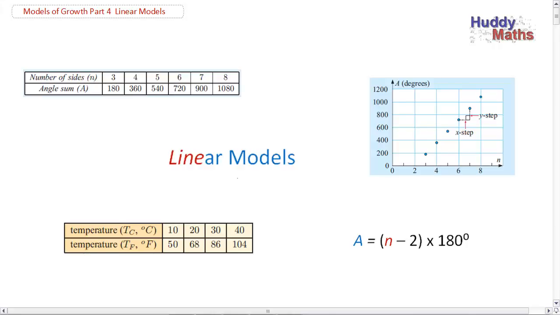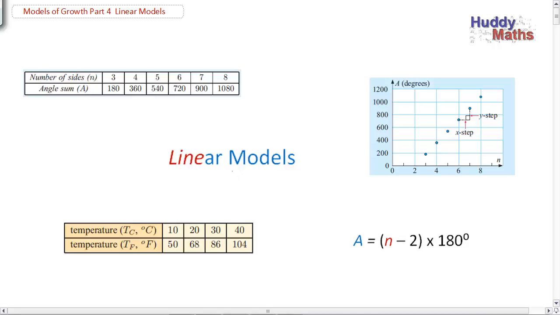Hey, welcome to part 4 of Models of Growth. We're talking about linear models here. So let's just remind ourselves of what models of growth really means. And it's exactly as it sounds. We've got something in nature or in some practical sense which is changing and growing. And we're trying to model that.